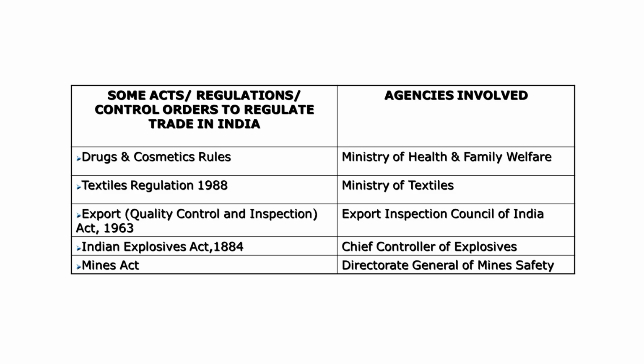Textile regulation 1988 comes under the Ministry of Textiles. Export, including quality control and inspection, comes under the Export Inspection Council of India. The Indian Explosives Act 1884 comes under the Chief Controller of Explosives, and the Mines Act comes under the Directorate General of Mines Safety. So these are the major regulatory bodies which are there in India.